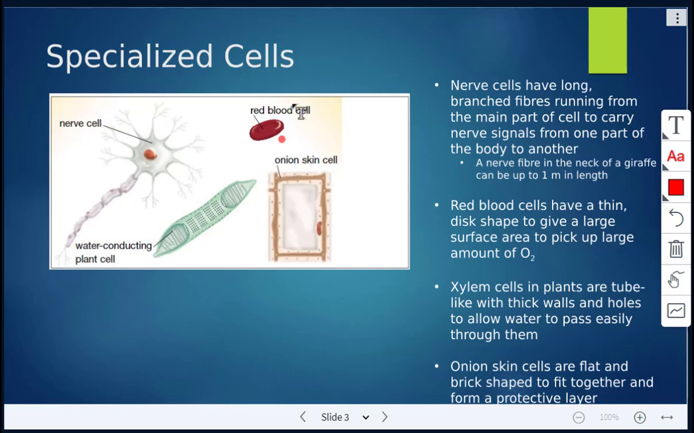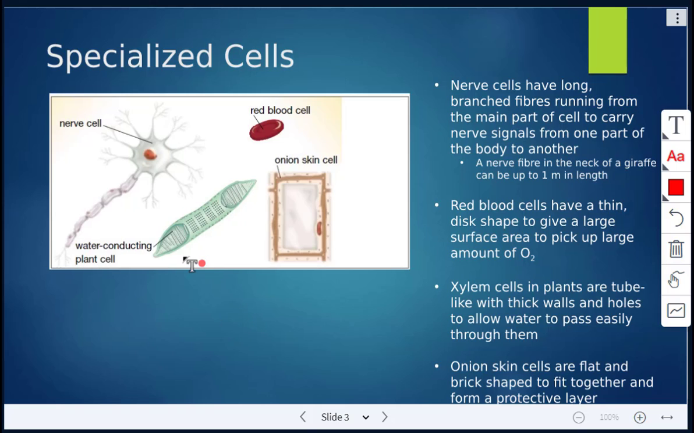The next one here, that's a red blood cell. They have a unique shape here. It's a very thin disc shape. The reason for that is to give it a large surface area to pick up large amounts of oxygen, right? Because our red blood cells are carrying oxygen in our blood.